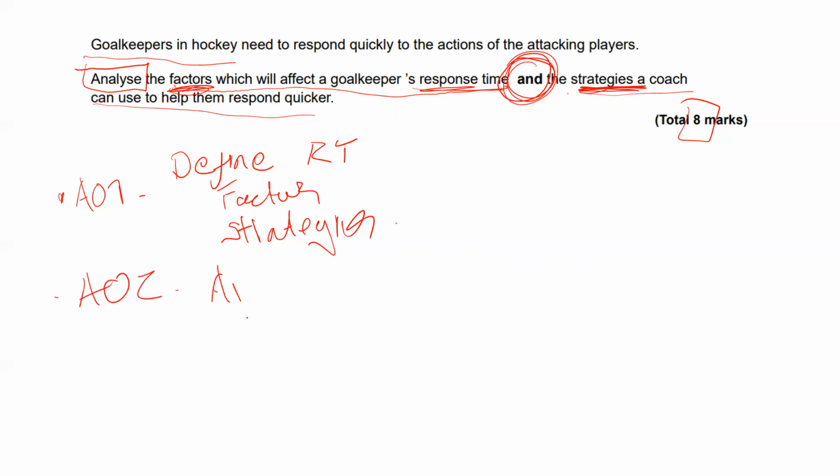AO2 is then the application. So you need to basically link those things in to a goalkeeper. So these factors that affect response time and these strategies that affect that can be used to support and improve response time, how can they be applied to a footballer or a goalkeeper? So for instance, just basic details like coach providing lots of options. So it's like an open drill.